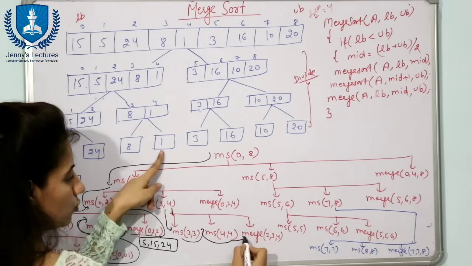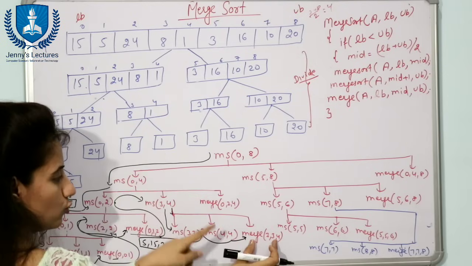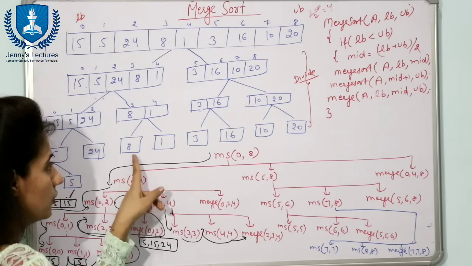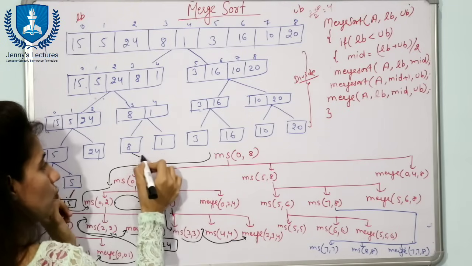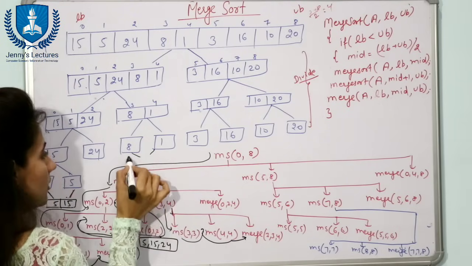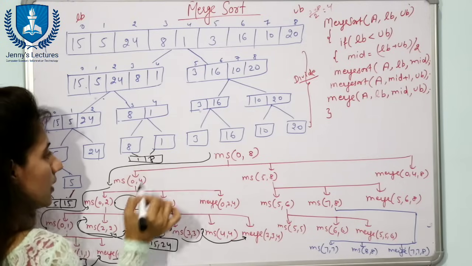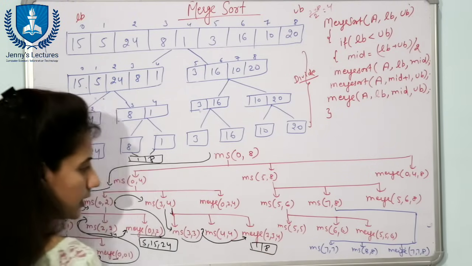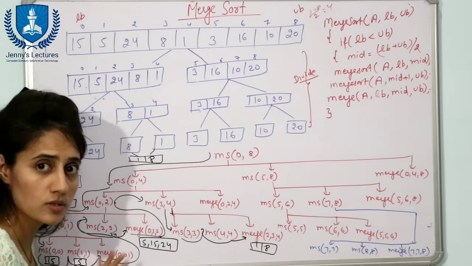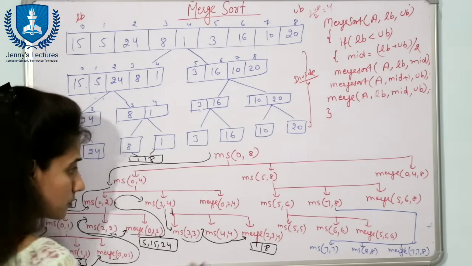Now control would go to this merge. We are going to merge 3 to 3. 3 to 3 means 8, and then 4 to 4, that is 1. So we are going to merge these two and the result would be 1 and 8. Fine. So here we go to what? 1 and 8 after merging. I am going to discuss this merging method also.